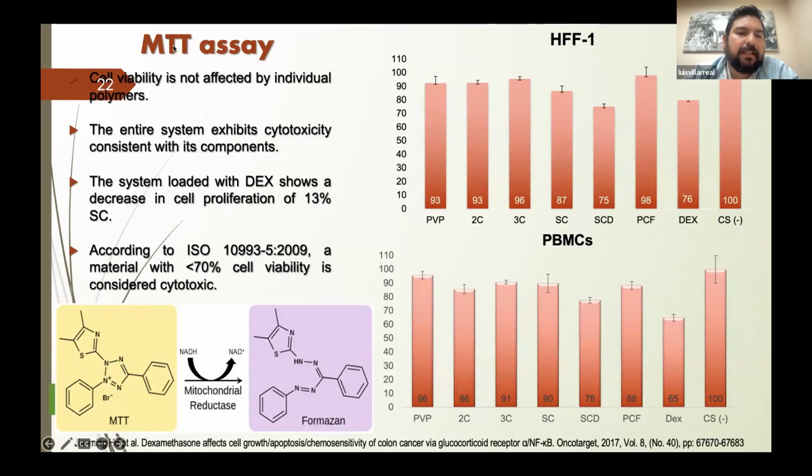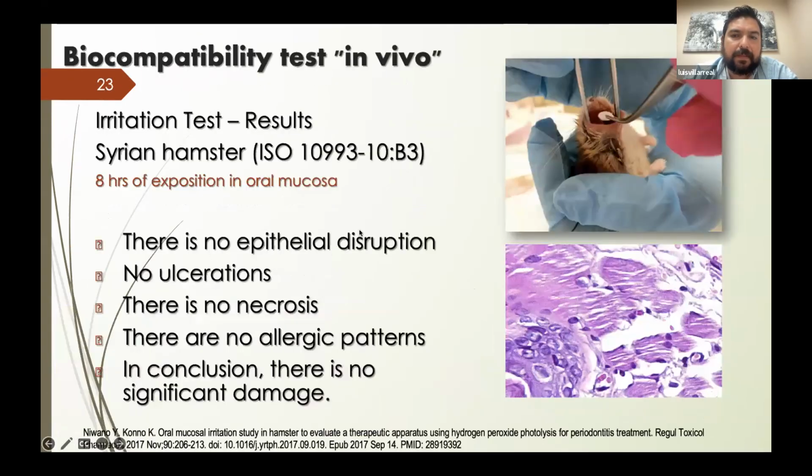and it is reduced by the mitochondrial enzyme. If the cell is alive, it will reduce the MTT dye, and we will obtain a formazan compound. This formazan compound produces a color, like a purple or brown color, and you can read it in the spectrophotometer and quantify the proportion of live cells.